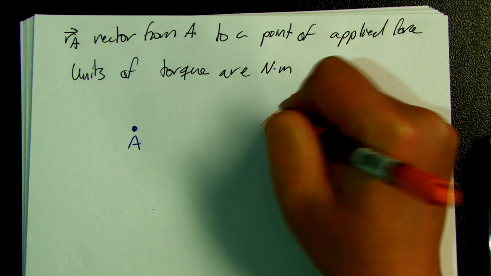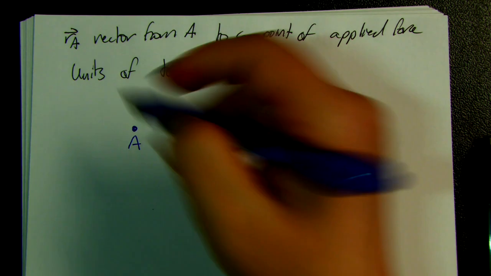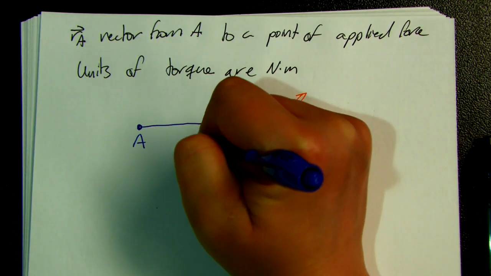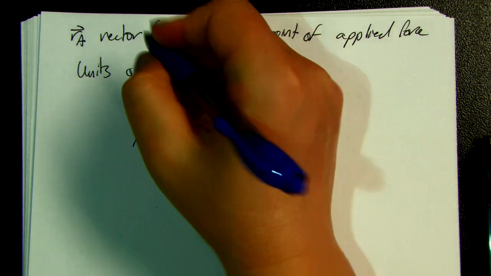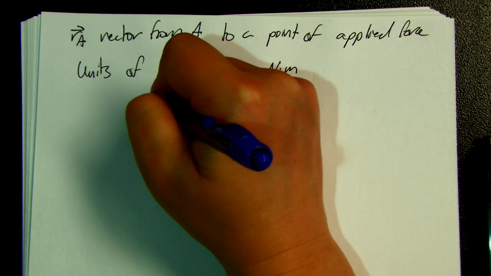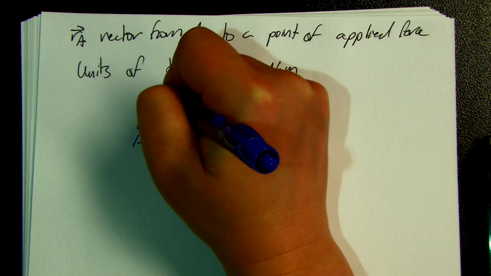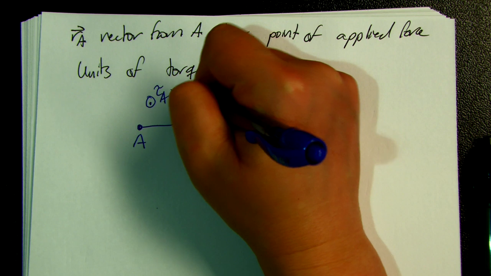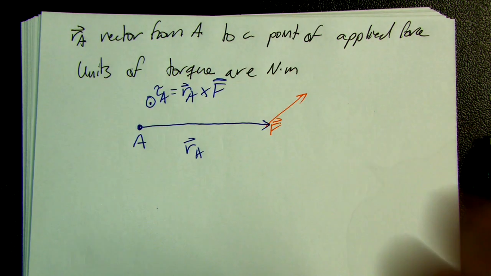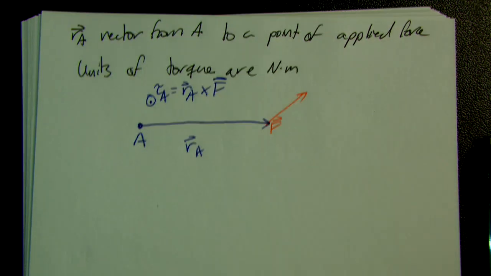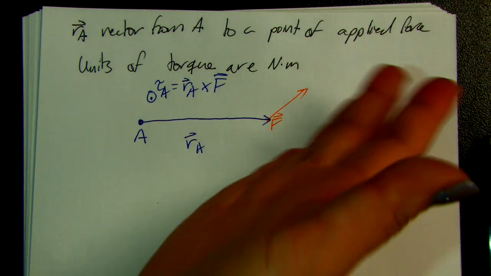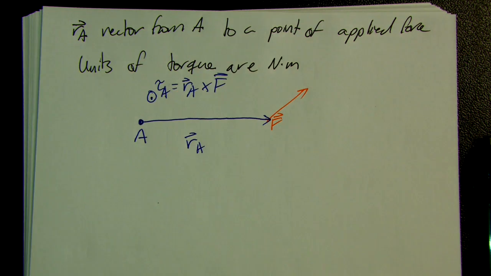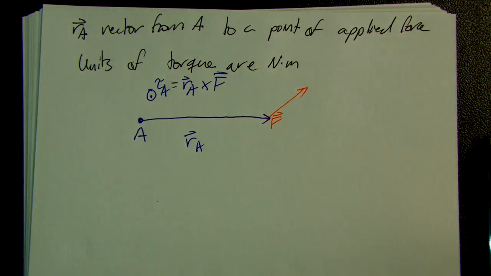Here is our applied force. And so this is our RA. And then torque would be RA cross F. And once again, you can use the right-hand rule. For torque, you'd line it up with R cross towards F. So in this case, it's coming out, just as I wrote here.